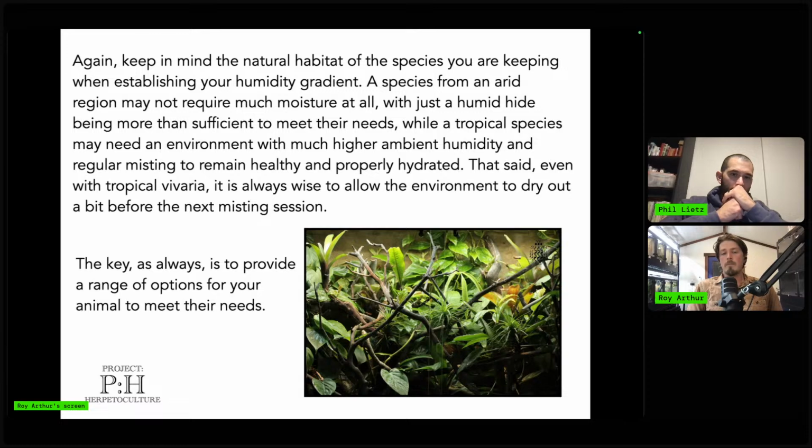Okay, so again, keeping in mind the natural habitat of the species you're keeping when establishing your humidity gradient is really important. So, a species from an arid region may not require much moisture at all, with just a humid hide being more than sufficient to meet their needs. Whereas a tropical species may need an environment with much higher ambient humidity and regular misting or even overnight fogging to remain healthy and properly hydrated. And again, that said, even with tropical vivaria, it is always wise to allow the environment to dry out a bit between misting sessions. The key, as always, is to provide a range of options for your animal to meet its needs.